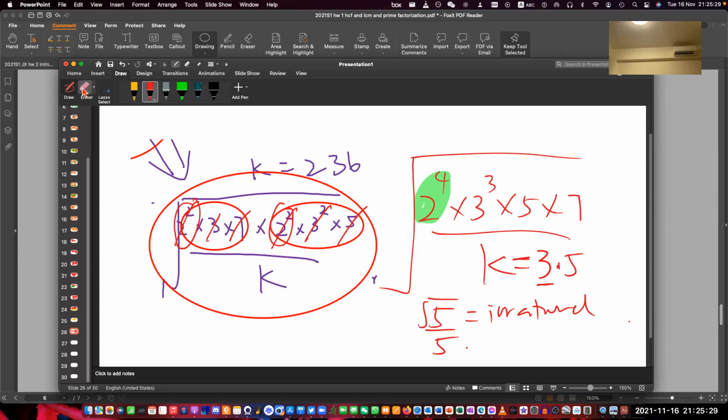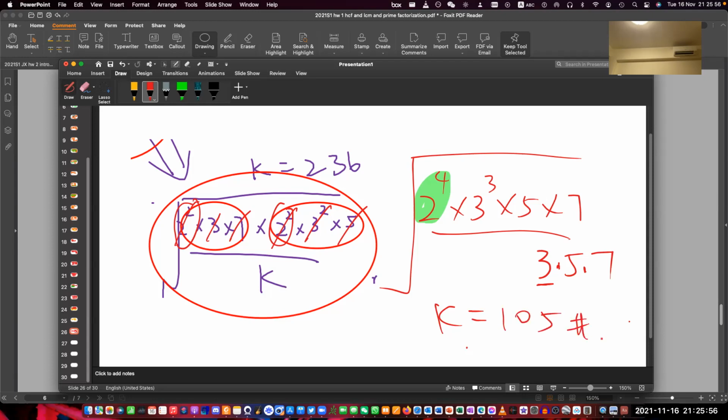All right. Now, can you square root 7? Answer, no, you cannot square root 7 because you are going to get irrational number. You don't want to get an irrational number, so you get rid of 7. So you need to contain a 7. So therefore, your answer is, your k is 3 times 5 times 7, which is 105. So the smallest k is 105.